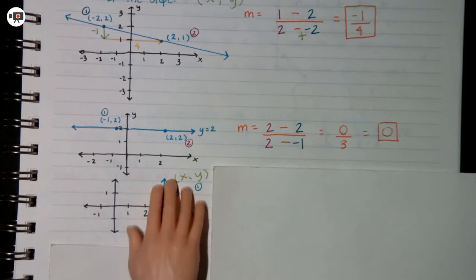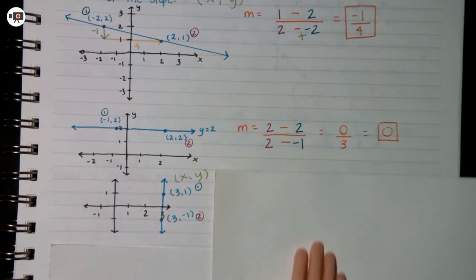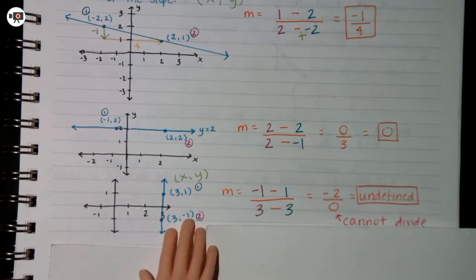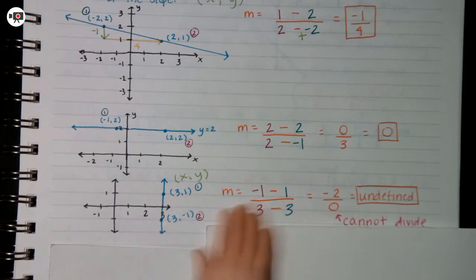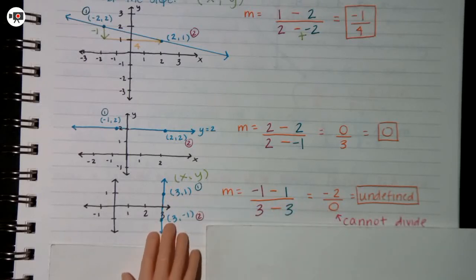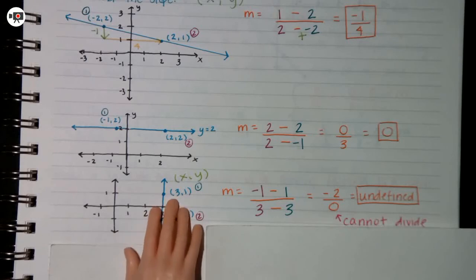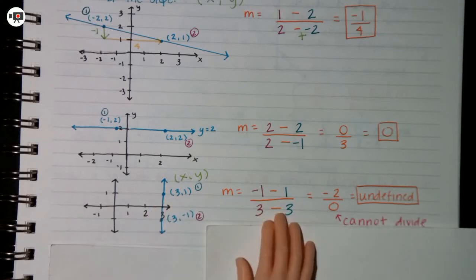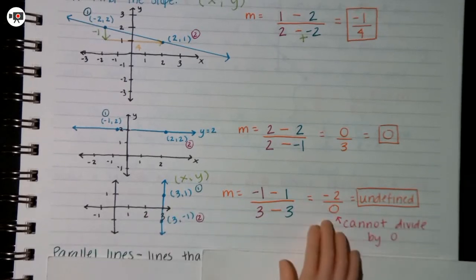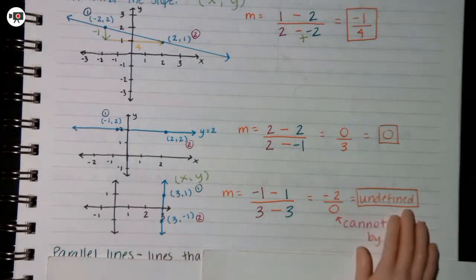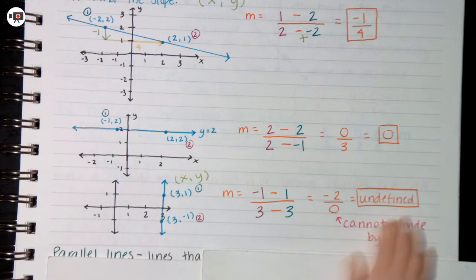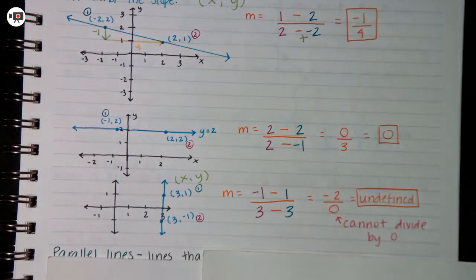And here I have a vertical line, and if I plug it into my formula, y from point 2 minus y from point 1 is negative 2 over x from point 2 minus x from point 1, that's 3 minus 3. We cannot divide by 0, so the slope here of a vertical line is undefined. It is impossible to divide by 0.